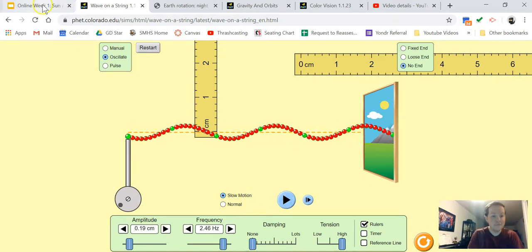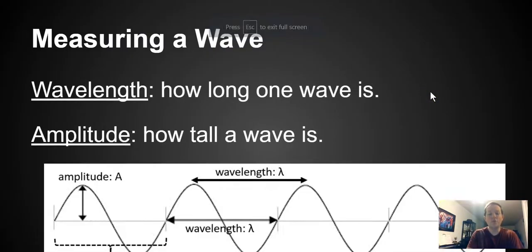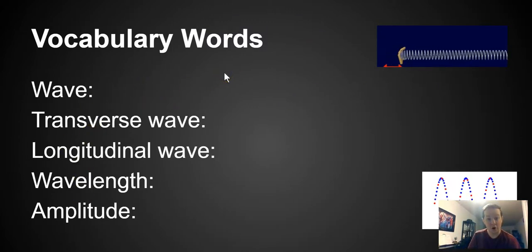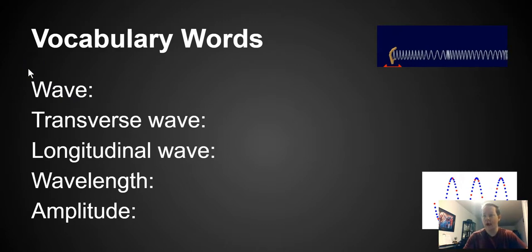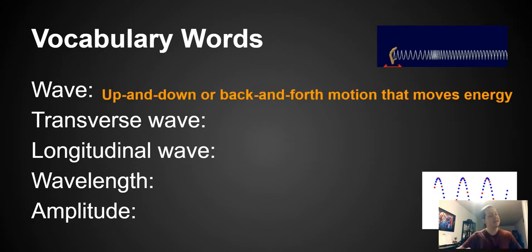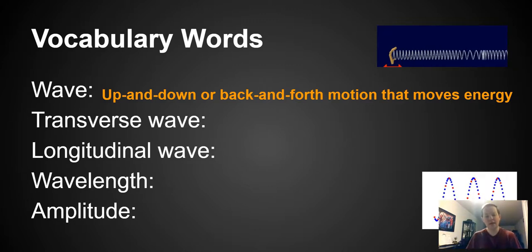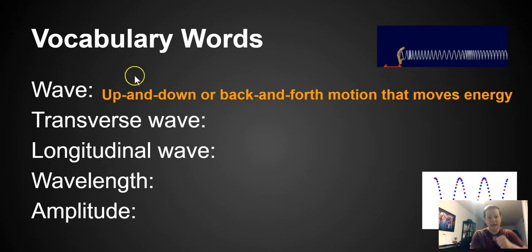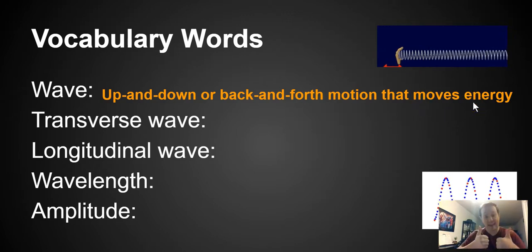Okay, I'm almost done with my video. Let me go back right here. Let's do a little final review. Let's try and remember what these vocabulary words are, okay? First test. What is the definition of a wave? What would you say? A wave is up and down or back and forth motion that moves energy. If you thought up and down, good. If you thought back and forth, good. If you thought moving energy, fantastic, fantastic.